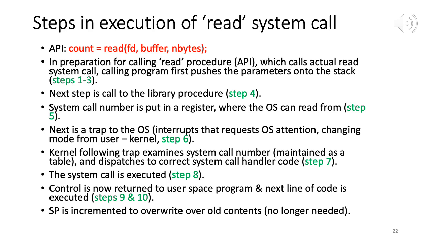After execution, control is returned to the user space program, and the next line of code after the read function call is executed in user mode. The stack pointer is incremented to overwrite old contents; they are no longer needed. So these are all the steps in the execution of a system call. We call the API in user mode, we have a kernel crossing and go to kernel mode. The kernel executes the system call, passes back the results to the user, and now we're back in user space, and the next piece of code is executed.